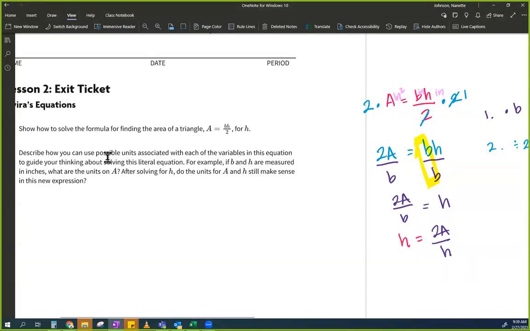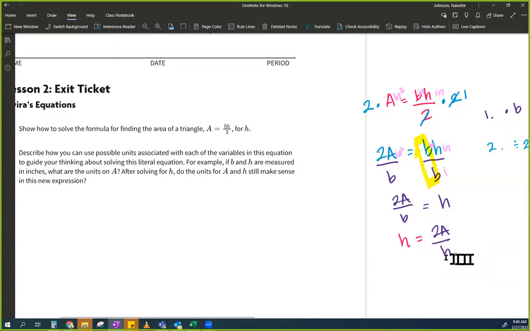So then they say, describe how you can use possible units associated with each of the variables in this equation to guide your thinking about solving this. So let's keep putting these units next to those variables to see if it still makes sense. It says, after solving, does it still make sense in the new expression? So this is inches squared. This is inches, and this is inches, and this is inches.